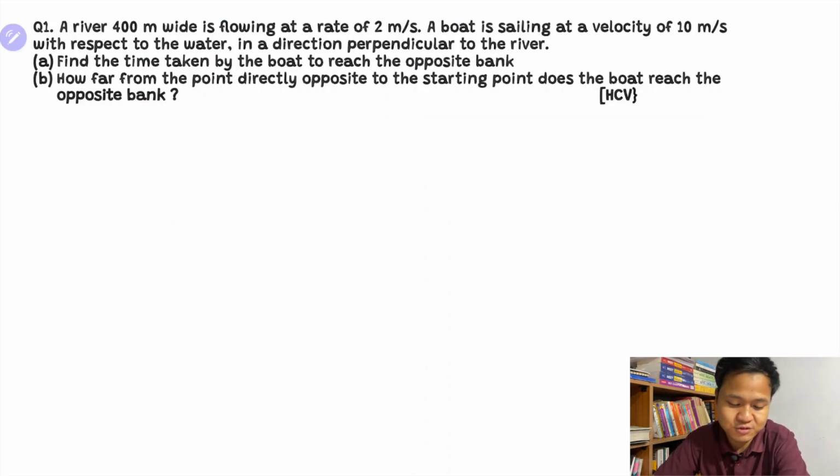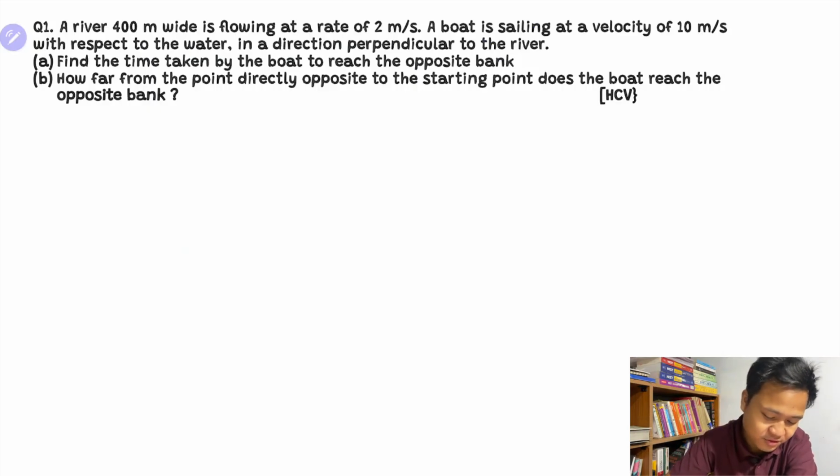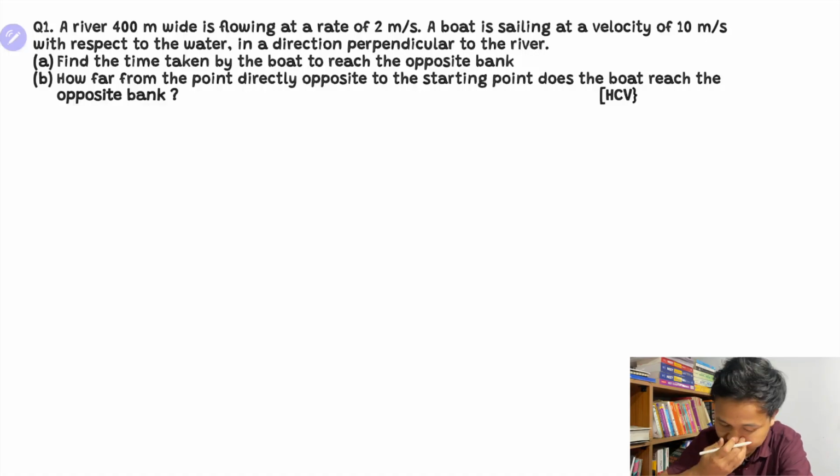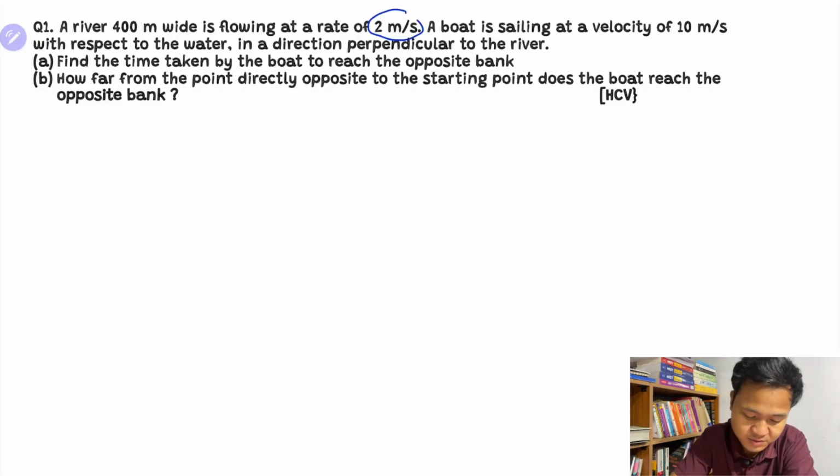Okay, so let's try to solve some questions. The first question is from H.C. Verma. A river is 400 meters wide, flowing at the rate of 2 meters per second. So here 2 meters per second is the velocity of the river. A boat is sailing at a velocity with respect to the water.